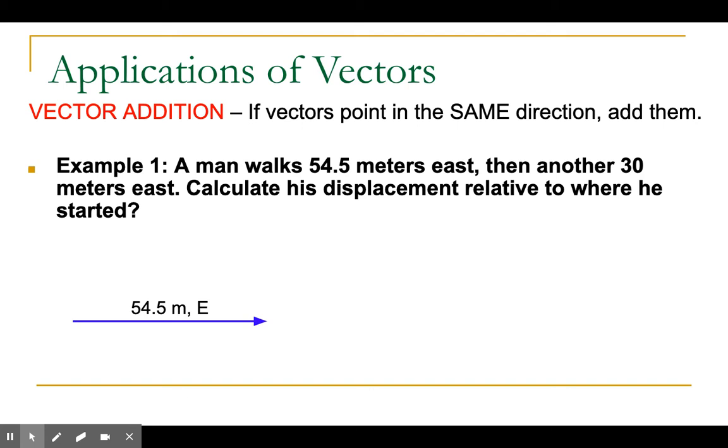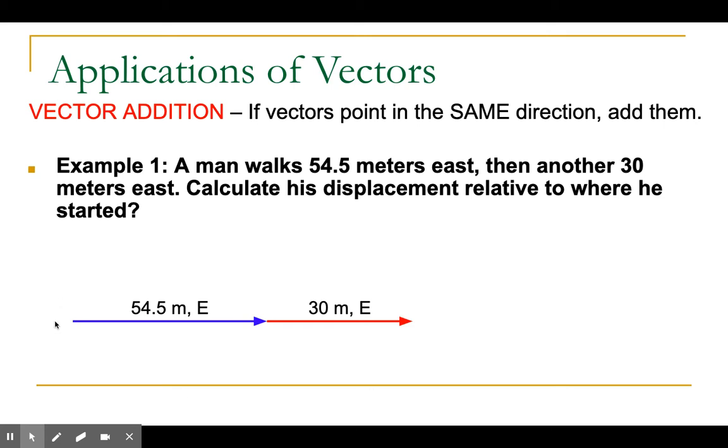So we're going to add the tail of our next vector to the tip of our first vector. We call that tail to tip addition. Note how the second vector is shorter in length to represent a smaller magnitude, but the arrowhead points in the same direction, east. We again label our vector.